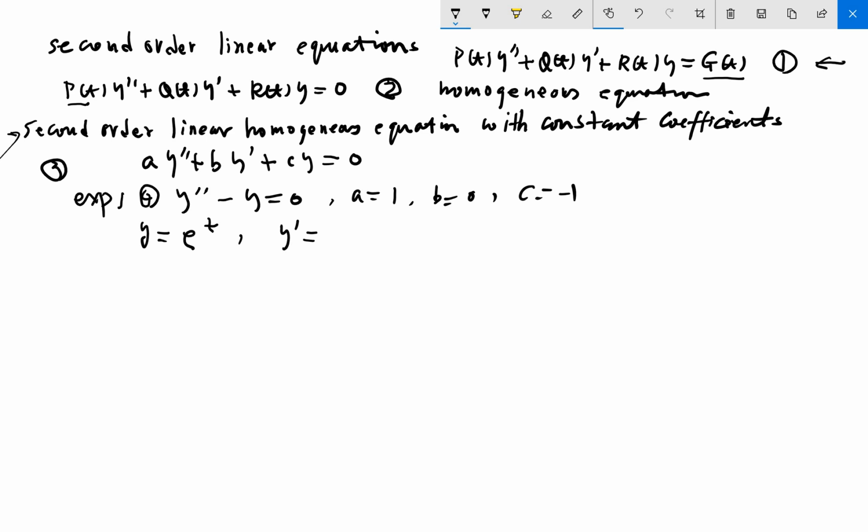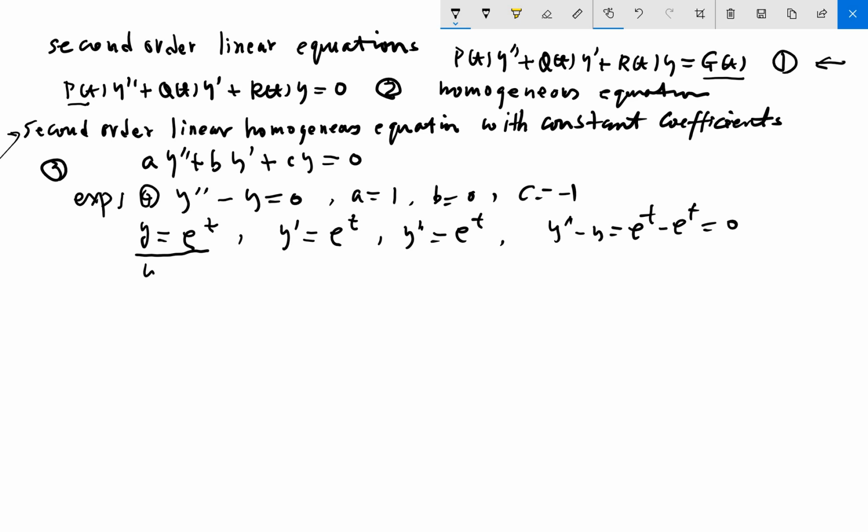So y equals e to the t. Take a derivative: the derivative of e to the t gives itself. The second derivative is still e to the t. So we put this back into equation 4. y double prime minus y is e to the t minus e to the t, which gives you 0. So the left-hand side equals the right-hand side. Therefore, we got one solution.